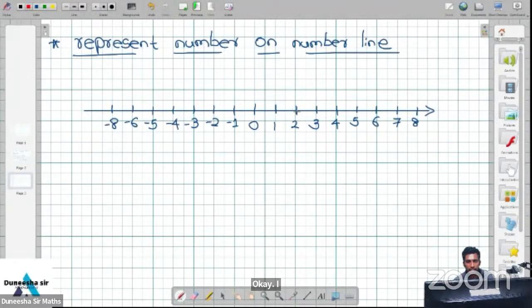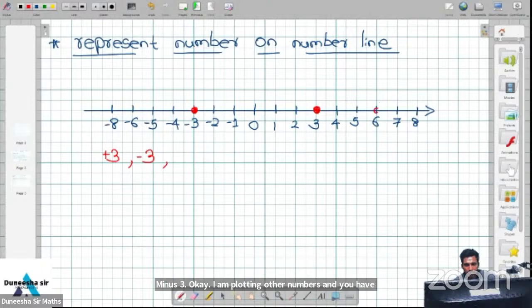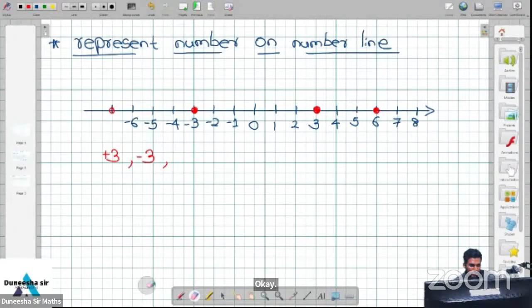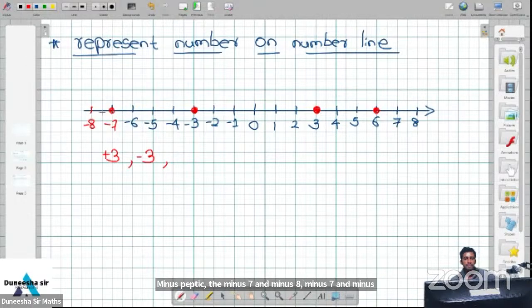I am plotting a number on the number line. What is the number? Can you tell me what is the sign of this one? Plus 3. Then can you get what is this? -3. Okay. I am plotting other numbers and you have to say what is the number. There is a small mistake on the minus side. Then -7 and -8. Okay. -7 and -8. -7.